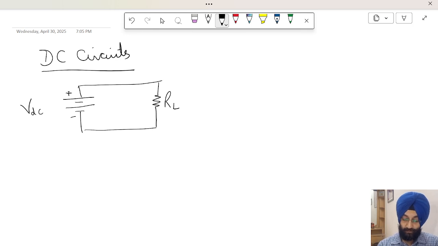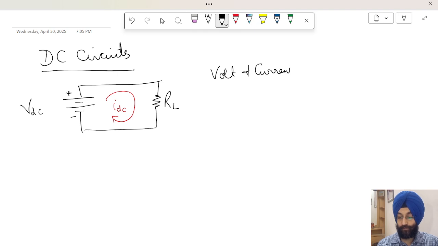Now the conventional current flows from positive to negative, so we will be having the flow of current in this direction and we will give the name to this current I DC. So this is the very basic DC circuit and I believe there will be no difficulty in understanding this. Now in all the electrical and electronic circuits, we need to measure the voltage and currents.